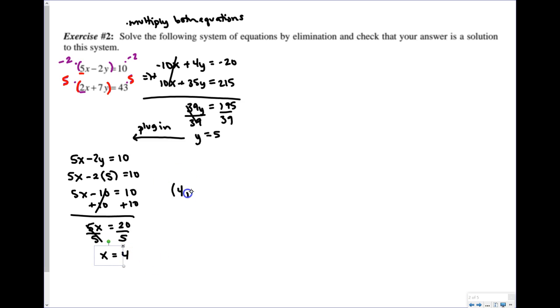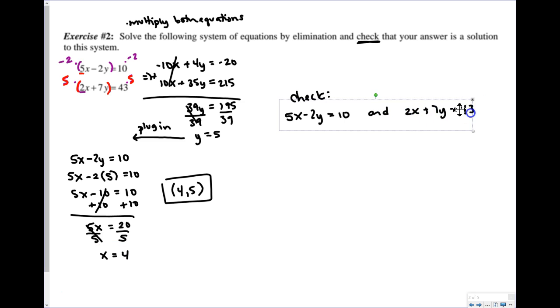So my final answer, written as a coordinate, is 4, 5. Okay? The rest of this problem asks me to check that my answer is a solution. So to do that, I have to rewrite each equation. So 5x minus 2y equals 10, and the other equation is 2x plus 7y equals 43. And I'm checking this point, 4, 5. 4 is my x, 5 is my y. So for my x, I'm going to put in a 4. For my y, I'm going to put in a 5 and simplify. 5 times 4 is 20.